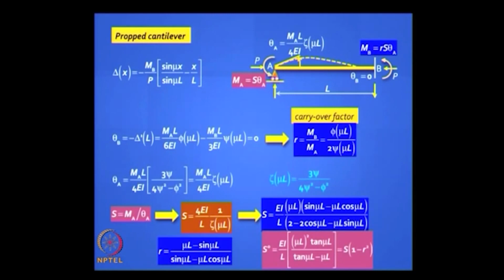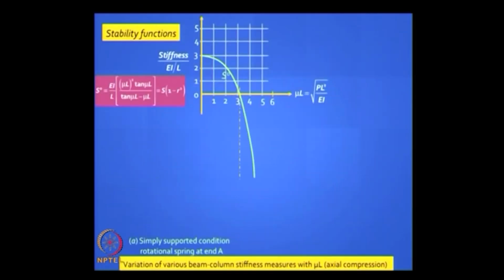So they look like these. If you have a spreadsheet, you can really write down those factors for any P value, for any mu L value. But let's see what it looks like. It looks like this. On the x axis I have a parameter mu into L, which can be expanded as square root of PL squared by EI. And on the y axis I have that ratio, stiffness divided by EI by L, and when one end is hinged, the answer is 3EI by L typically when there is no axial force acting.